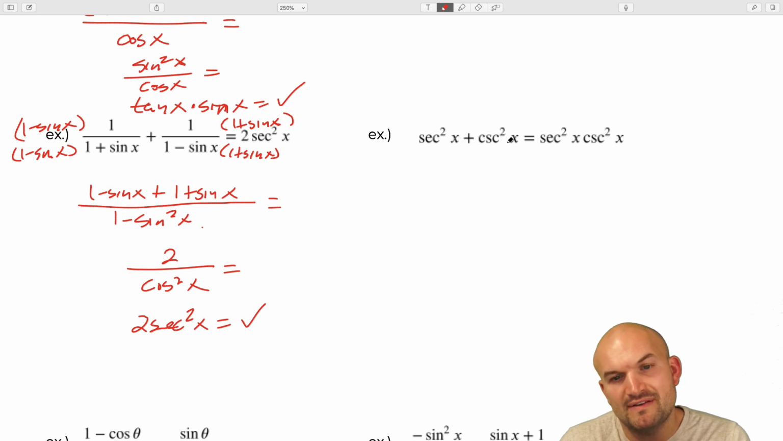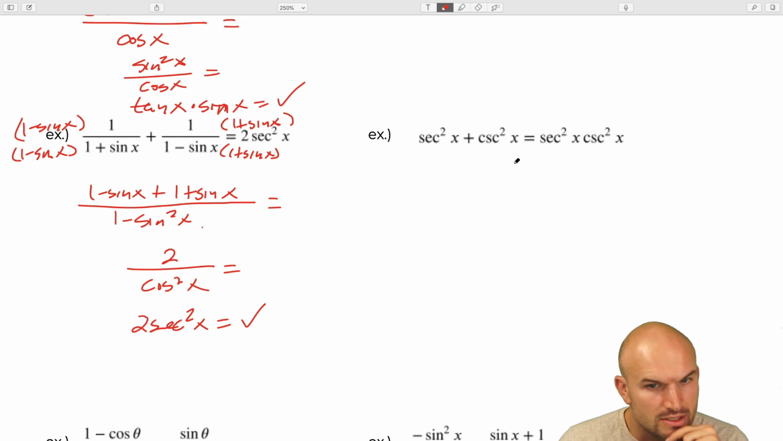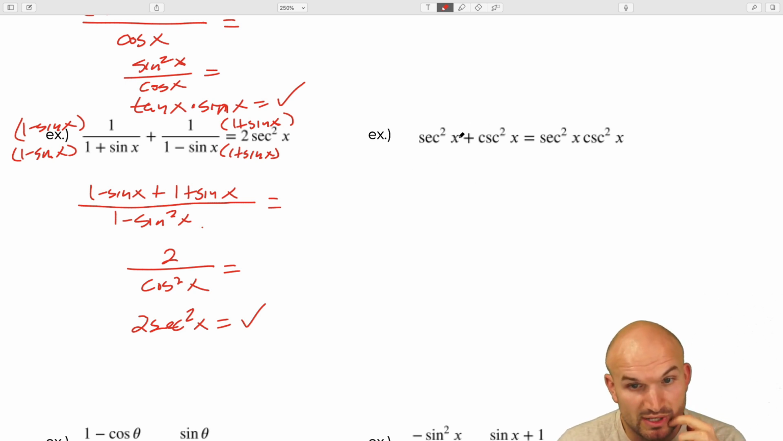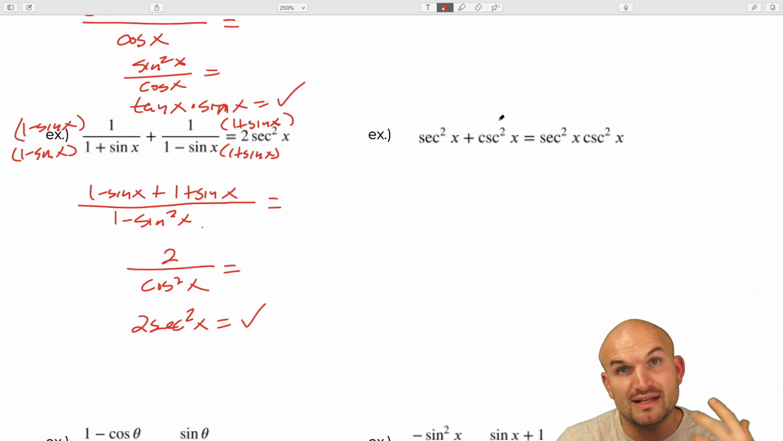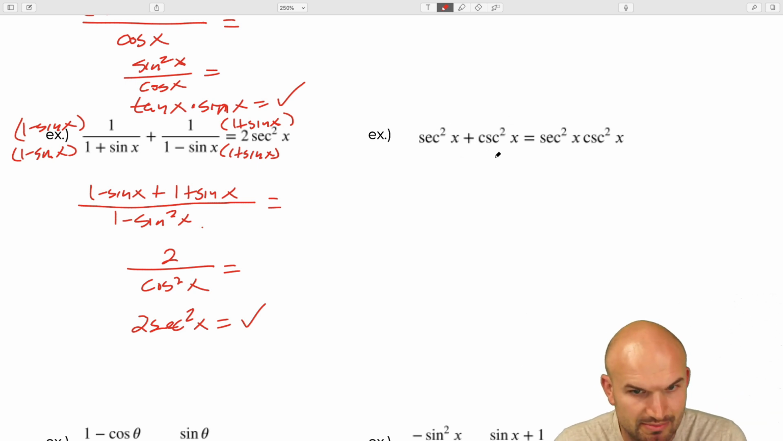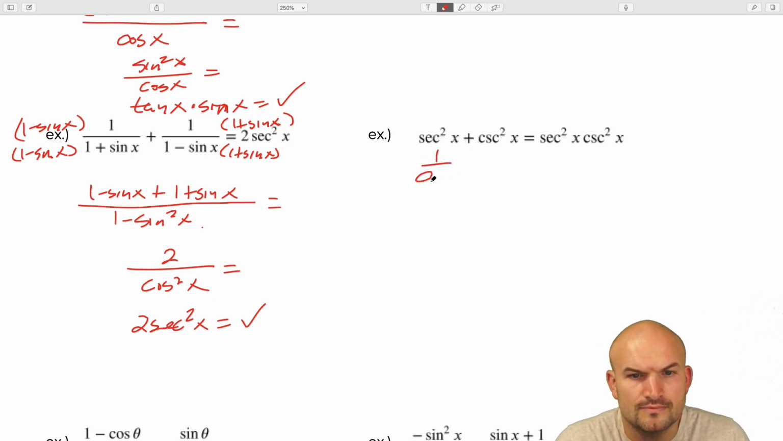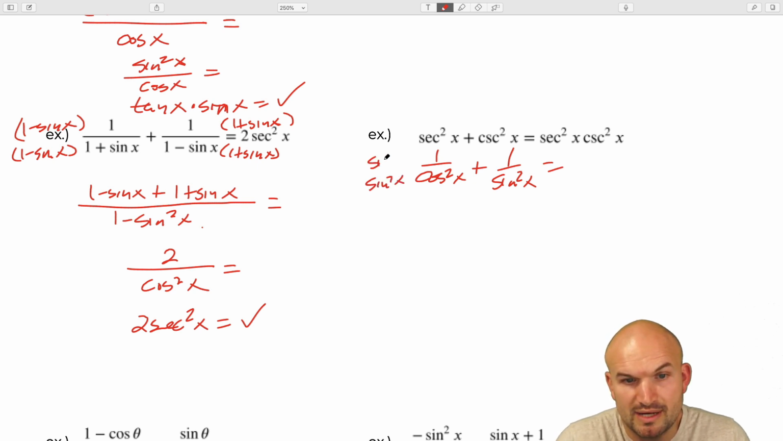The next one is we have an addition of two functions on the left-hand side, and we don't have addition on the right-hand side. So what we're simply going to do here is combine these. To combine these, we're going to want to rewrite them as fractions, because we can't combine a secant squared of x plus cosecant squared of x directly. But we can rewrite this as a 1 over a cosine squared of x plus a 1 over a sine squared of x. Now to get common denominators, again, we're going to need to multiply by sine squared of x and cosine squared of x.